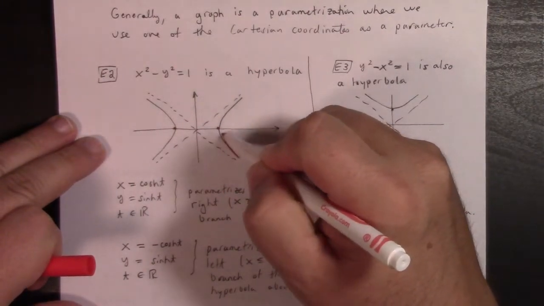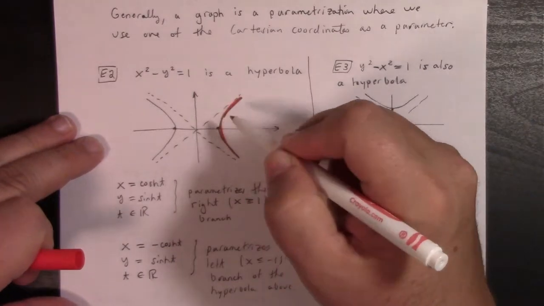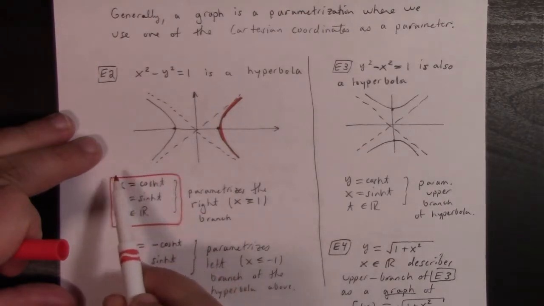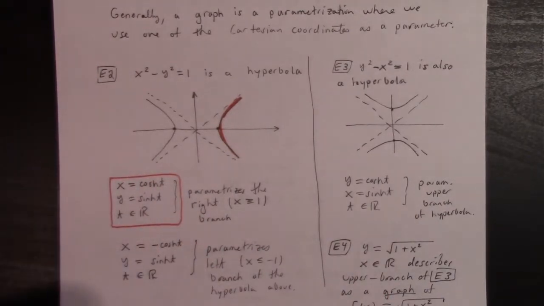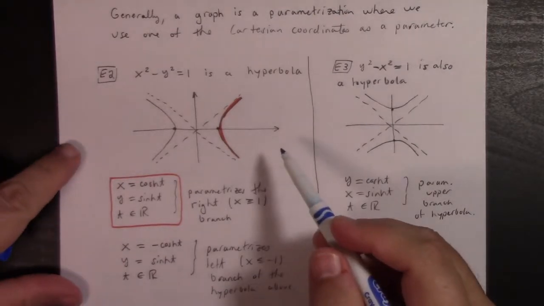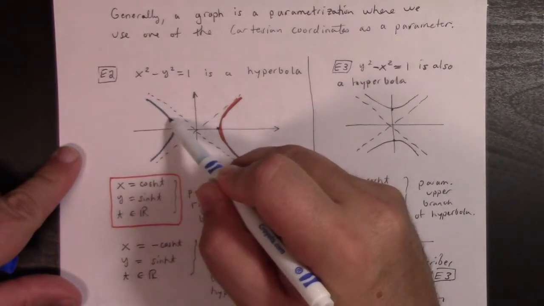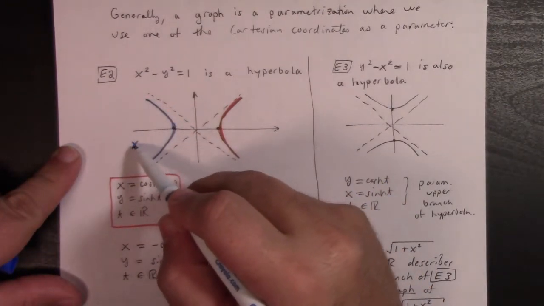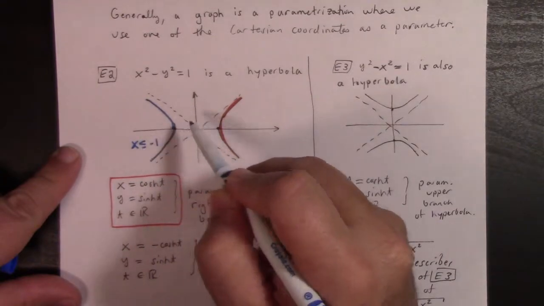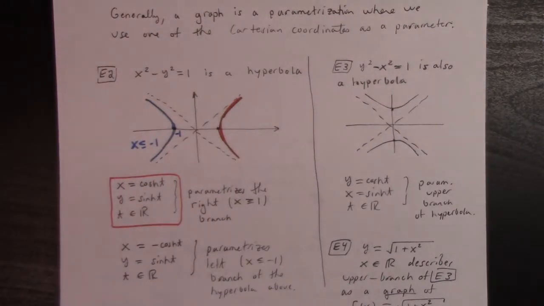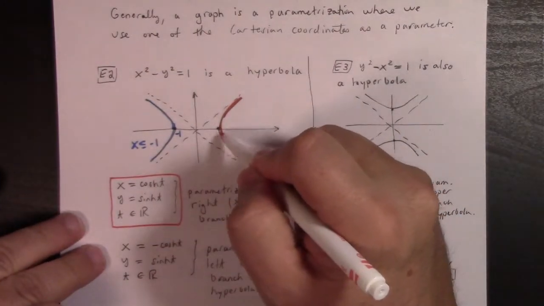Now, so here's the right branch, which is parametrized by that. All right. And the reason I know it parameterizes the right branch is because cosh is larger than or equal to 1. So it's going to be the right branch. The left branch, on the other hand, over here, right, that has x less than or equal to minus 1, right? So that right there is minus 1. And on the other side we have 1, x equals 1.